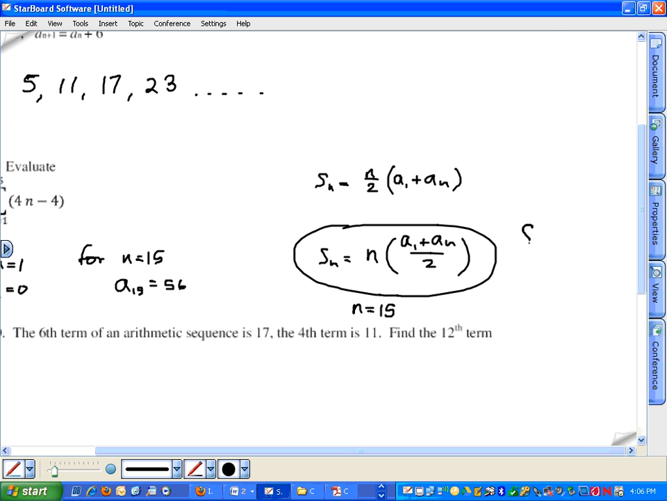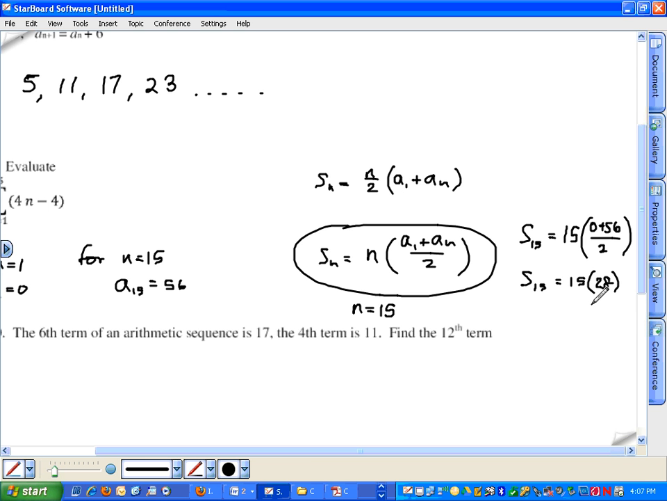So the sum of the first 15 terms is going to equal 15, because that's how many terms we're adding, times 0 plus 56, all over 2. 0 plus 56 is 56. 56 divided in half is 28. So the sum of the first 15 terms is equal to 15 times 28.